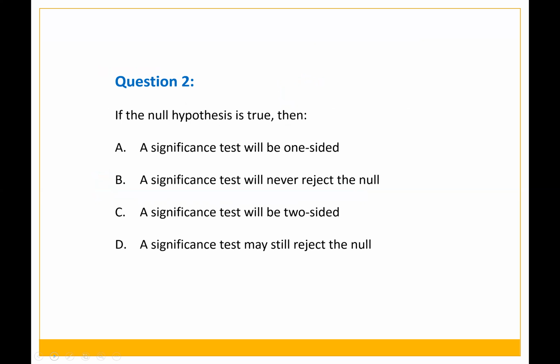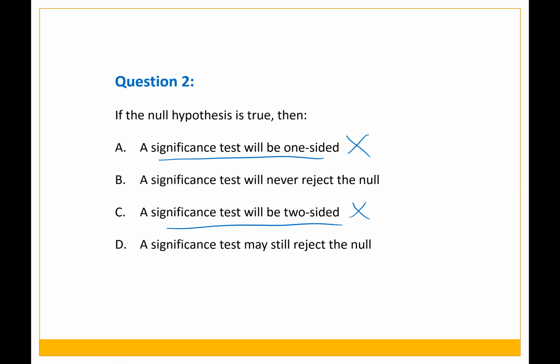If the null hypothesis is true, then what does it mean? It means that the significant test might not... you don't have enough evidence to reject the null hypothesis. So it doesn't say if the significant test is one-sided or two-sided. So A and C are wrong. Now let's look at B and D.